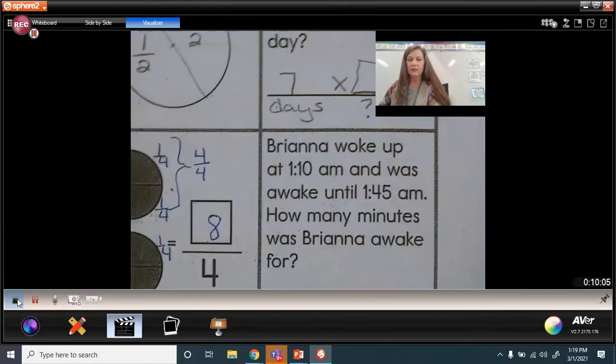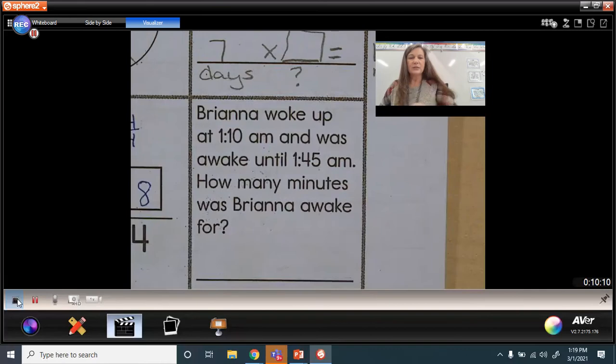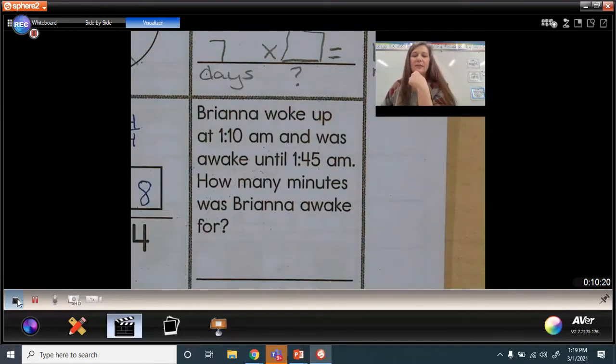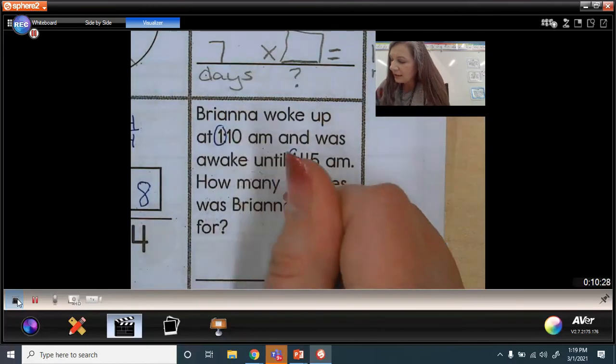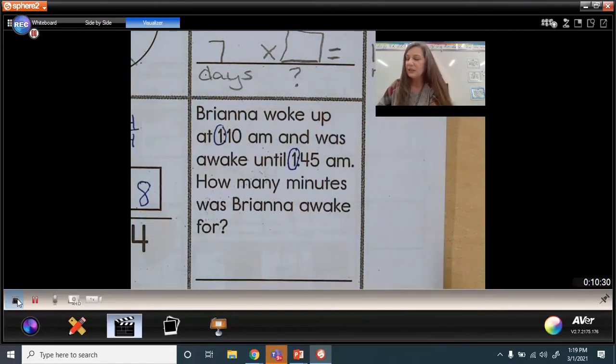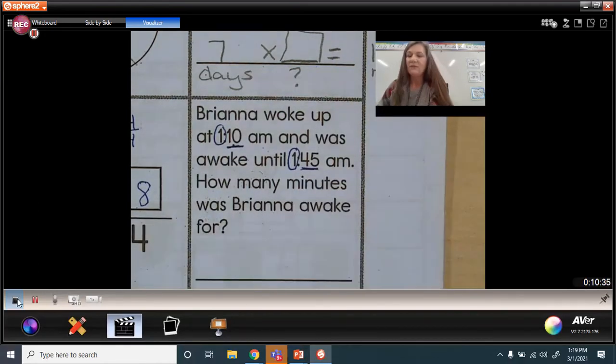All right, let's take a look at the last problem we have. And our last problem is a time problem. And it says Brianna woke up at 1:10 a.m. and was awake until 1:45. How many minutes was Brianna awake? So you'll notice that the hours that we're focused on, it's still the same hour. We just need to know from 1:10, which is your minutes, to 1:45, how much time has gone by or elapsed or passed.